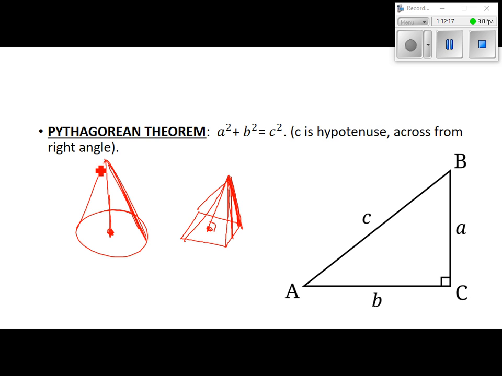So remember, Pythagorean theorem is always a squared plus b squared equals c squared. That c is always across from the right angle. That's always the hypotenuse. The other two sides are called the legs. With the legs, it doesn't matter which one's which leg. There's just two legs. The one that matters is the c. That's always got to be across from the right angle, and it's the hypotenuse.